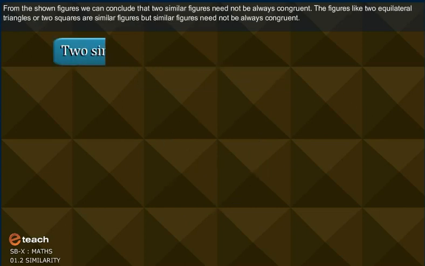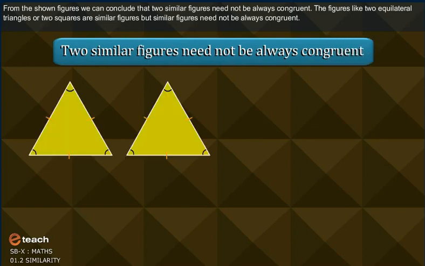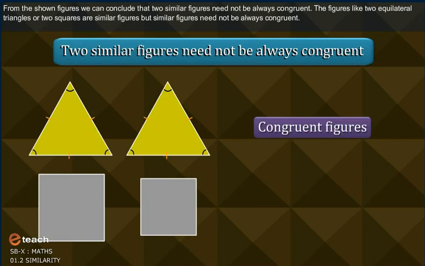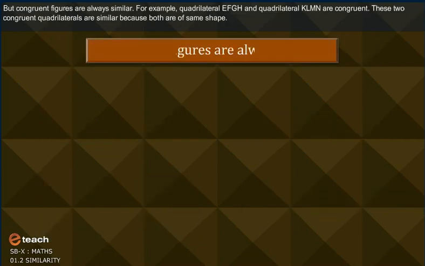From the shown figures, we can conclude that two similar figures need not be always congruent. The figures like two equilateral triangles or two squares are similar figures, but similar figures need not be always congruent. But congruent figures are always similar.